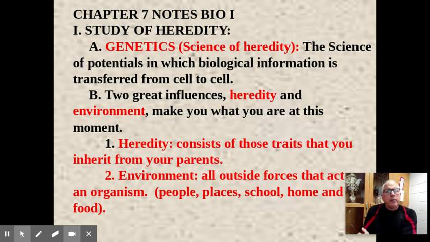And I think a lot of people think genetics and heredity are interchangeable words. Technically, genetics is the science of heredity, which means it is the science of potentials, passing on information from cell to cell. As we know from a previous chapter, that could be mitosis if we're making blood, skin, muscle, bone, or it might be meiosis where we're passing that information from egg to sperm cell. Now we're going from one generation to the next.